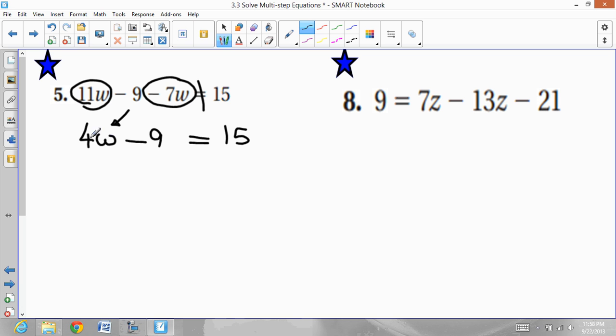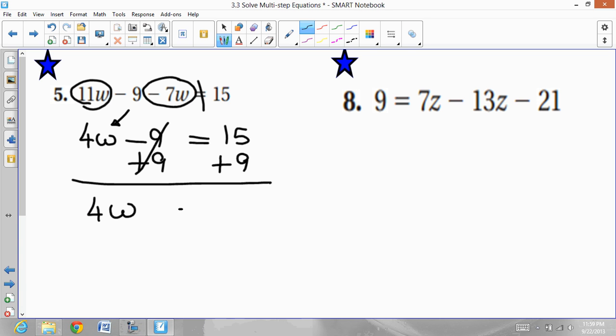And if you look at the w, it is being so closely watched by the 4. So let's come to it last. So let's get rid of this negative 9. So let's go in with a positive 9 on this side and a positive 9 on this side. Once again, watch me. This is still the enemy camp. So negative 9, positive 9 cancels out. So you are left with 4w equals 15 plus 9 gives you 24.